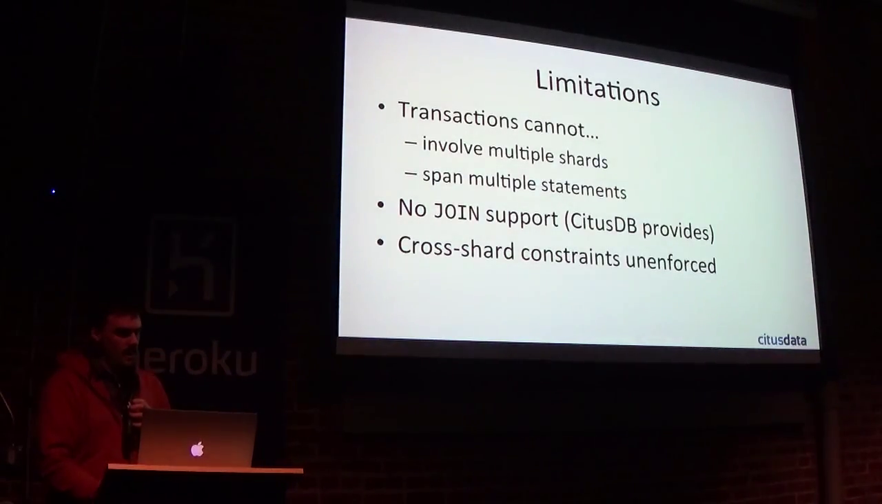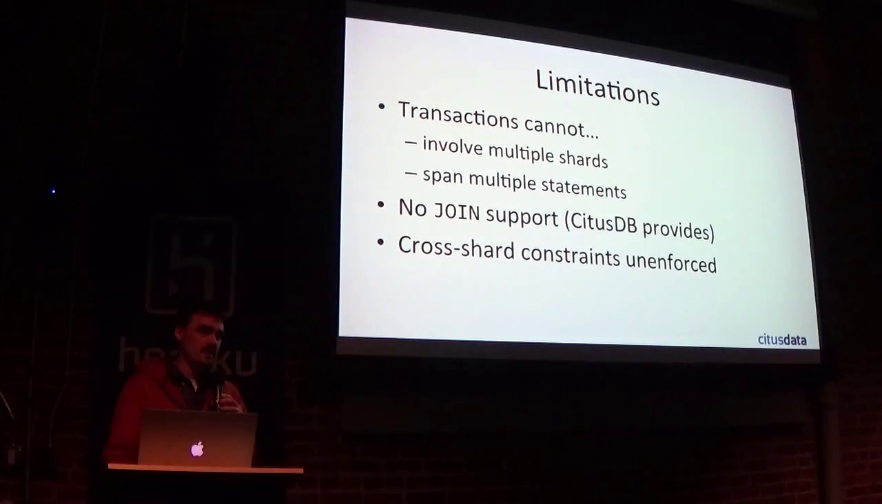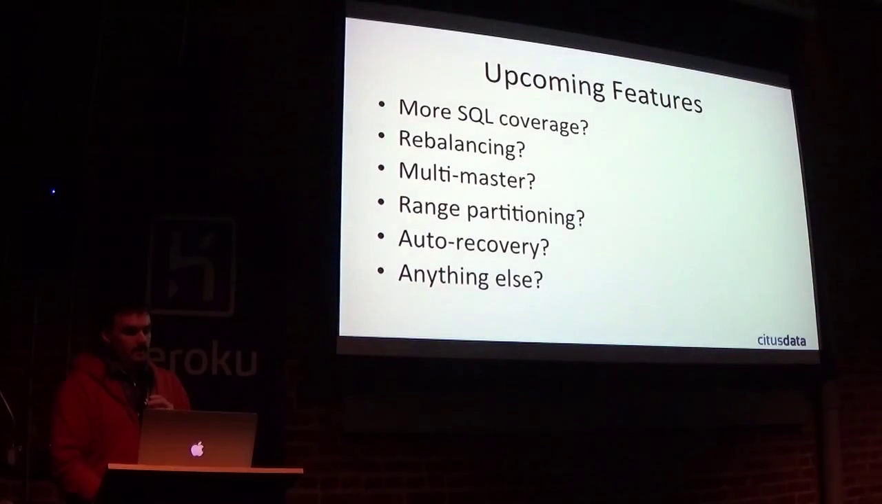No join support, and cross-shard constraints are unenforced. So if you have a uniqueness constraint on a column that's not the partition column, there's no way of enforcing that across the cluster right now.